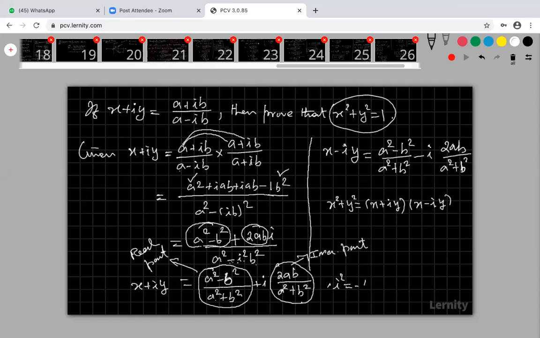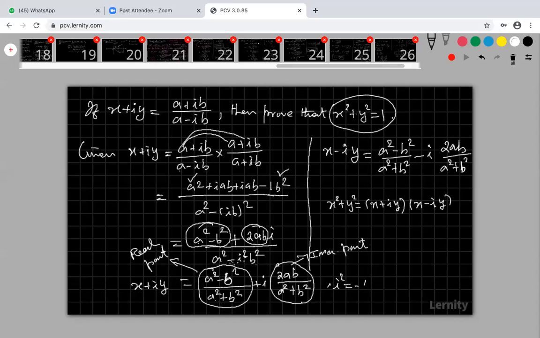So here, this is nothing. I am dividing this by this and this by this. That's all. a square minus b square divided by a square plus b square, and 2ab divided by a square plus b square. I am splitting into two terms. So here this is my x plus iy, and my x minus iy means here I will get minus.